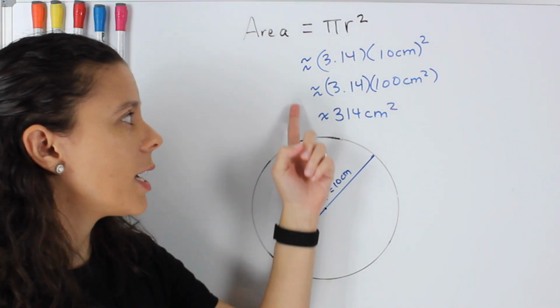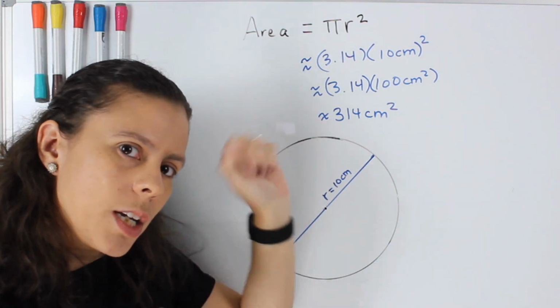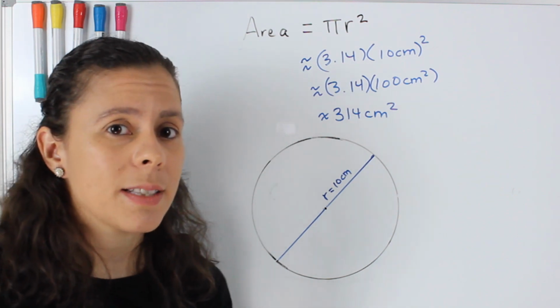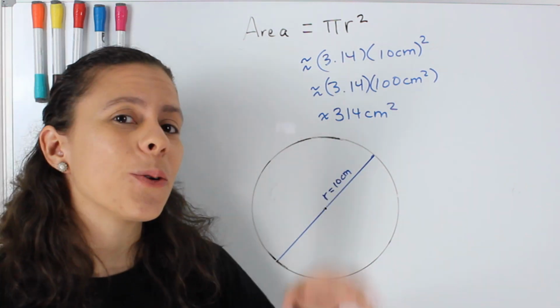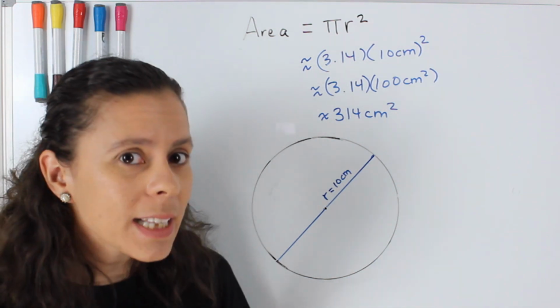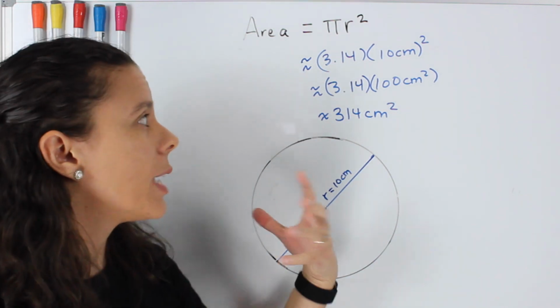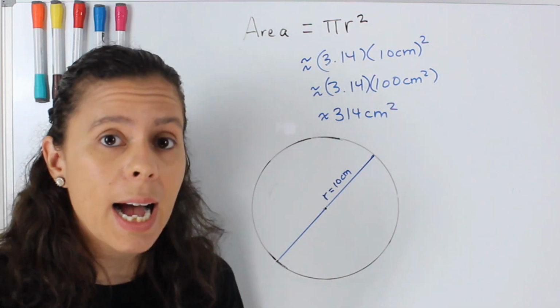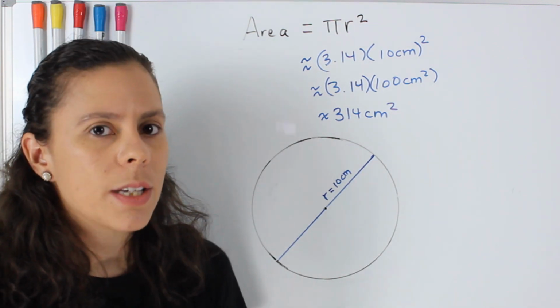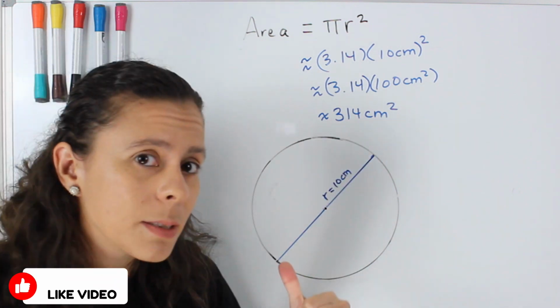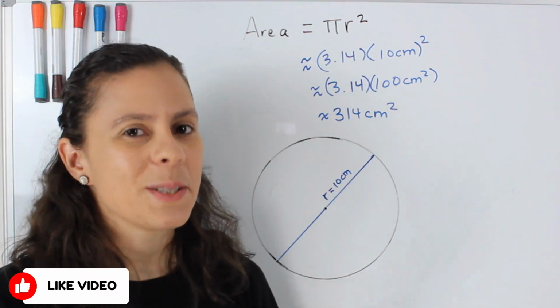Now notice how I changed the symbol to this squiggly line, which is called the approximate symbol. I like to call it the ish symbol, because it is 314-ish. It is not really 314 because in reality, it would just be 100 pi, because pi would be the exact number. But if we're gonna be rounding up, we can say that it is approximately 314 square centimeters.